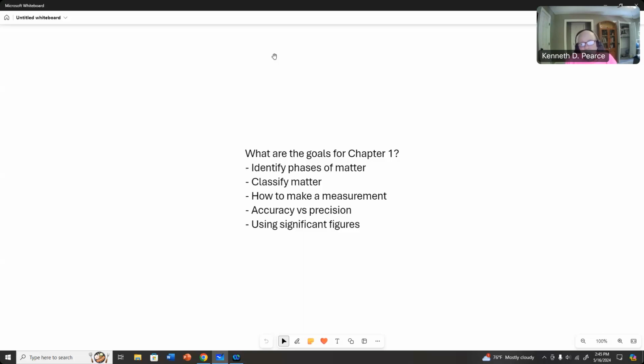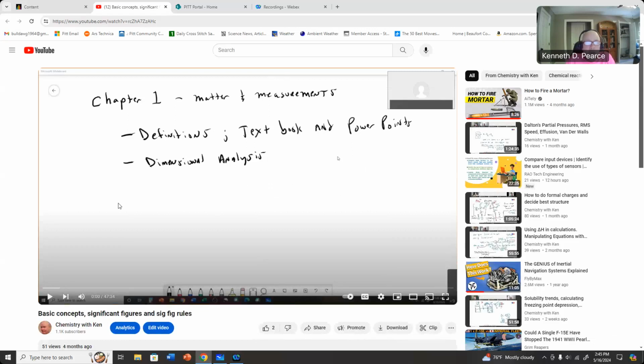And then we get into measurements. Measurements are pretty important, and we'll spend some time on that. And accuracy versus precision, they are not the same thing, and I will show you why. And using significant figures. Now, all this material is covered in the videos.